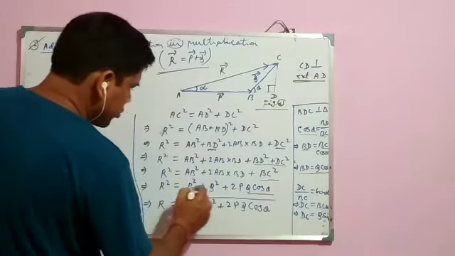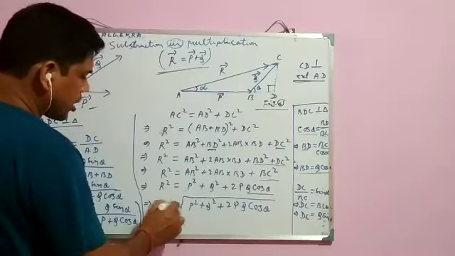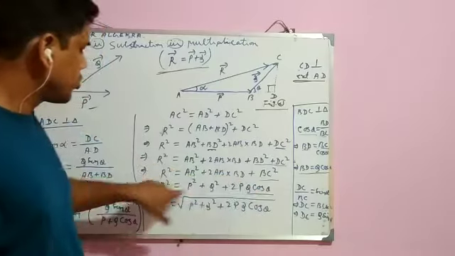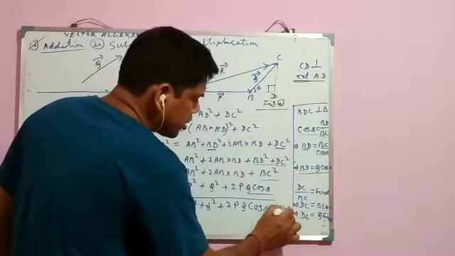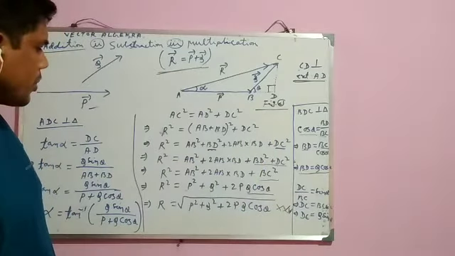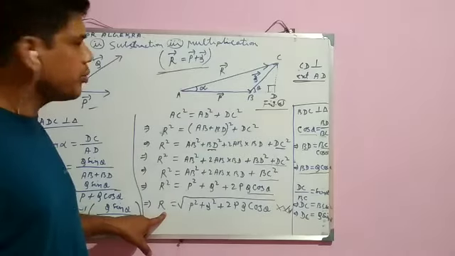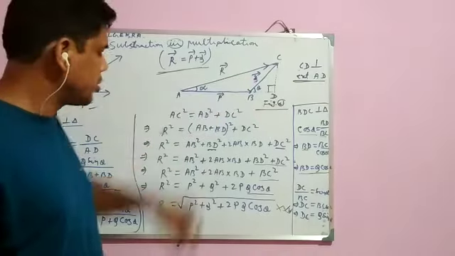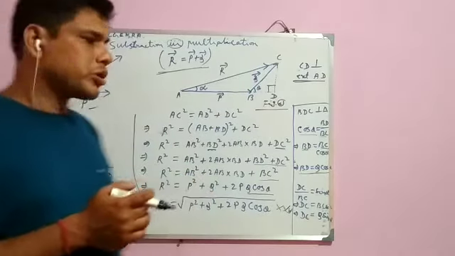So we will get R square equal to P square plus Q square plus 2PQ cos theta, or R equals root over P square plus Q square plus 2PQ cos theta. This is a very important formula, very important. You have to memorize this formula. From this equation we will get the magnitude of the resultant vector after addition of these two vectors P and Q, when they are making angle theta with respect to each other.